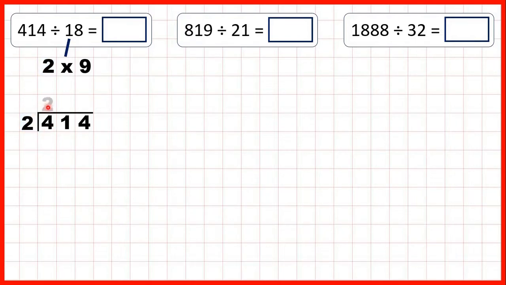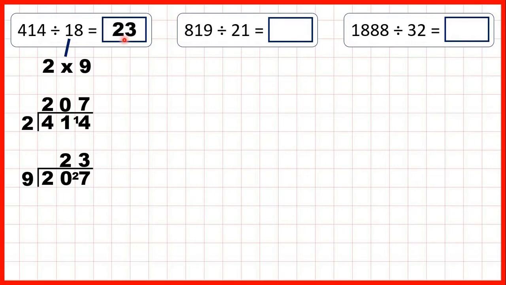4 divided by 2 is 2, 1 divided by 2 is 0, remainder 1, and 14 divided by 2 is 7. So dividing by 2 has given us 207. So now we can take that answer and divide it by the other factor pair, so divide it by 9. If we take the first 2 digits together, 20 divided by 9 is 2, remainder 2, and 27 divided by 9 is 3. So our answer is 23. Because we've divided by 2 and then by 9, we've divided by 18.